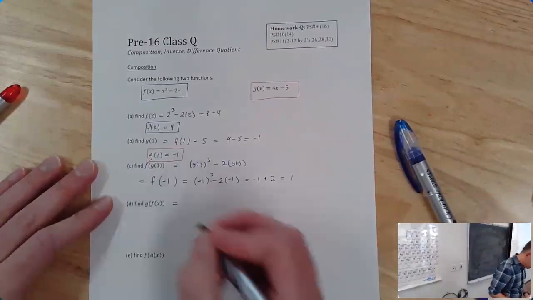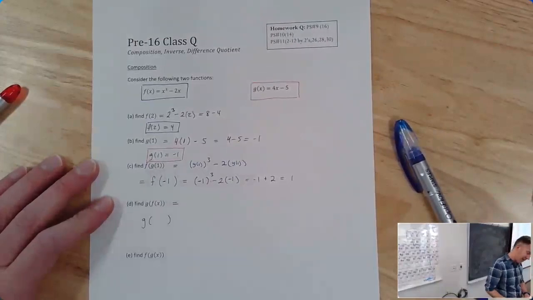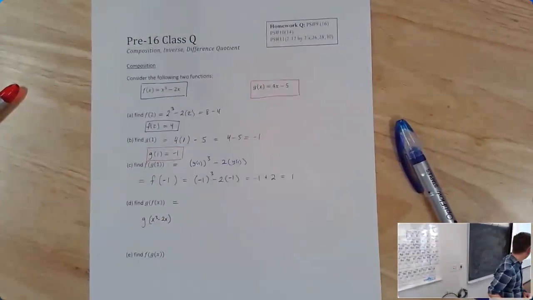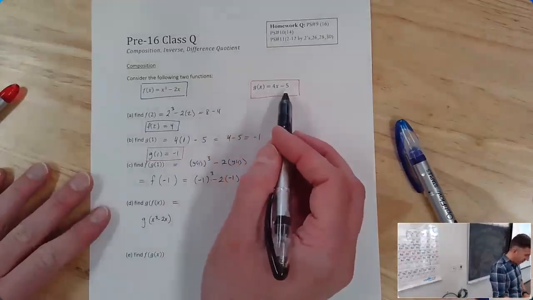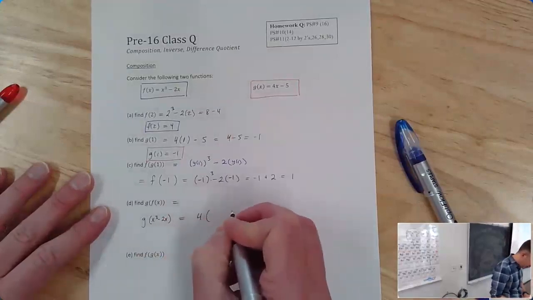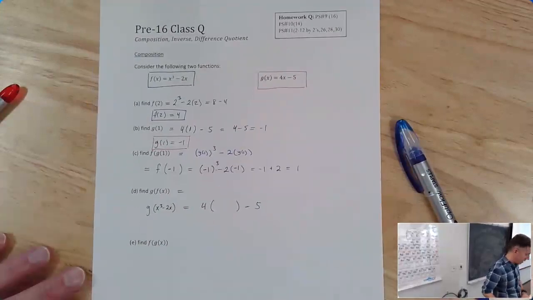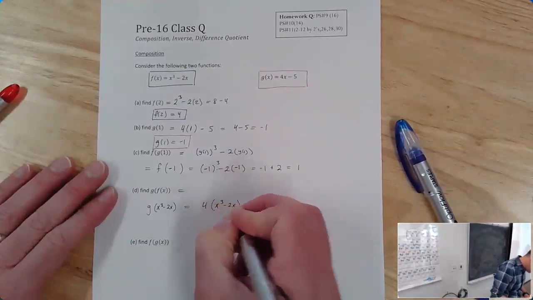So I'm going to rewrite this, instead of as g of f of x, I'm going to write it as g of, and I leave myself enough room, x cubed minus 2x. Just replacing the inside stuff with what it's equal to. And then I'm going to say, well, I know that g of x is 4x minus 5. So g of some new thing is 4 times that new thing minus 5. And then the inside thing is still x cubed minus 2x.